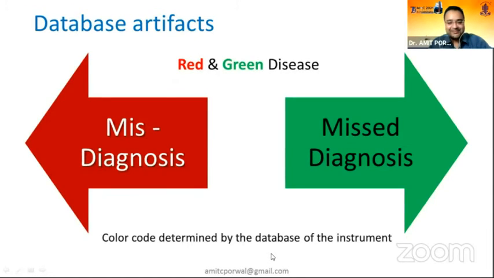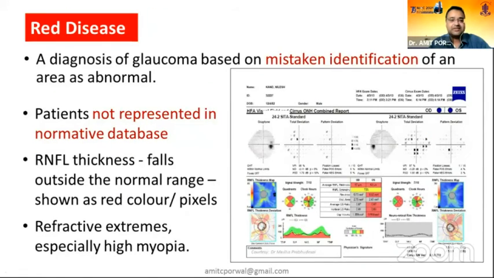The color code is determined by the database of the instrument. So what is red disease? A diagnosis of glaucoma based on mistaken identification of an area as abnormal, because the patient is not represented in the normative database.